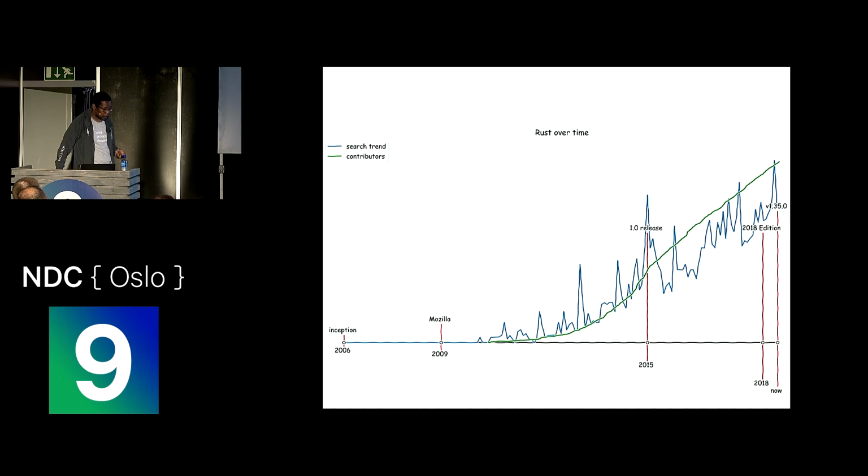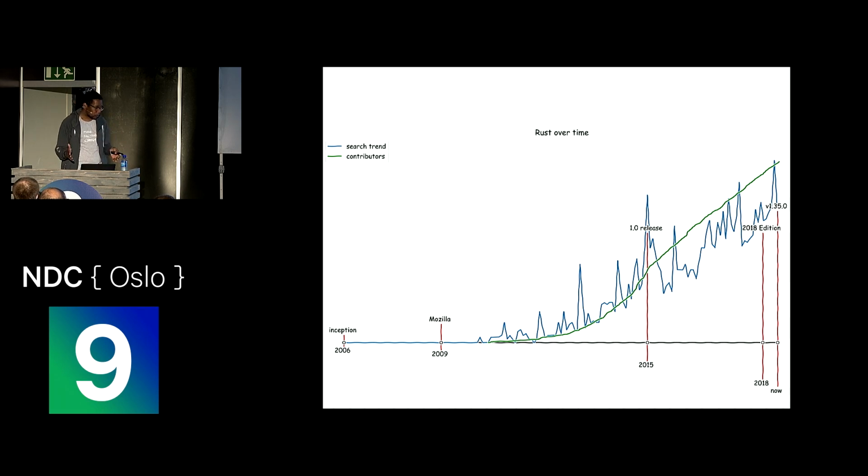So I have this simple graph that tries to talk about Rust over time and show some interesting dates and timelines. I mentioned the project started as a personal project by Graydon around 2006. Then in 2009, Mozilla started sponsoring the project, so there was a small team at Mozilla full-time working on the language.